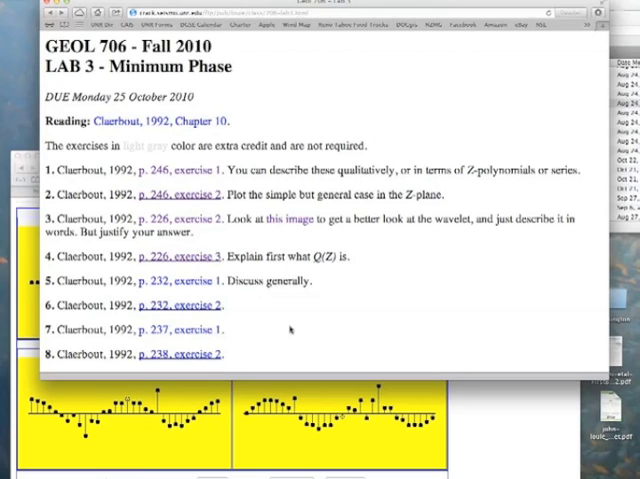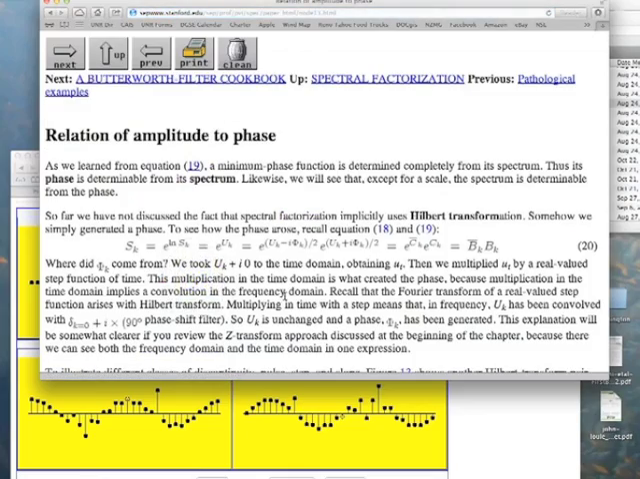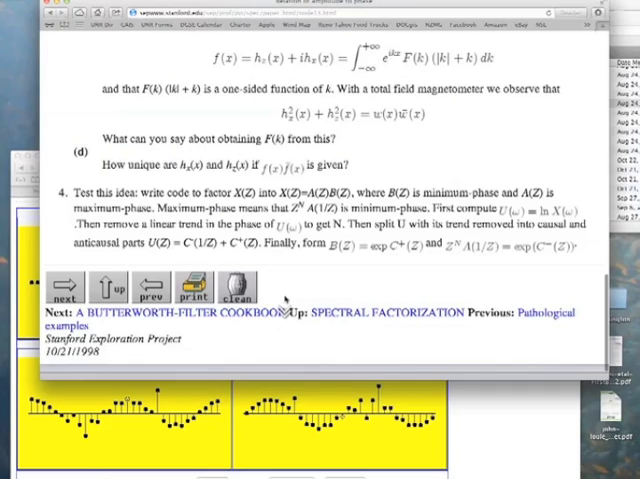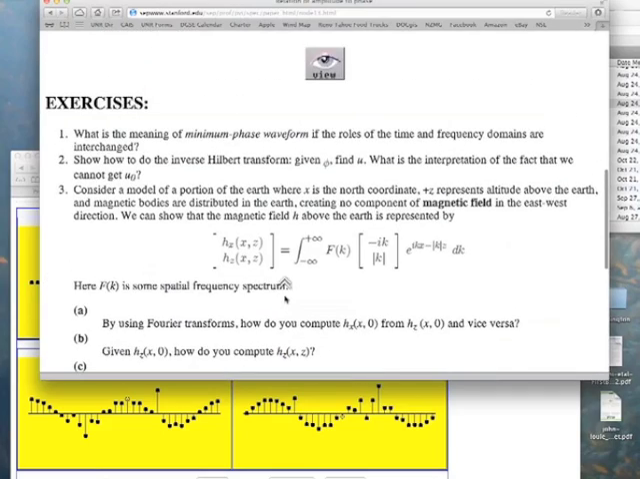Okay. But that's going to be true of number 5 too. I just want to see you discuss the concept, not prove it. Yeah, well, 5 we were still confused. It seemed like a strange question. What was it, 232 exercise 1? Frequency or what was it?